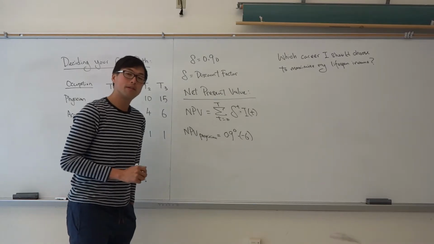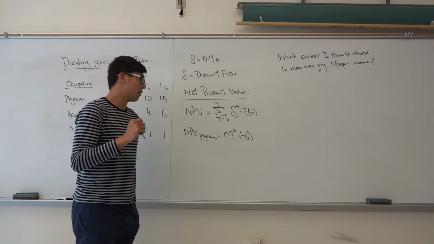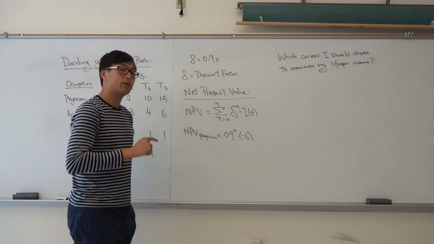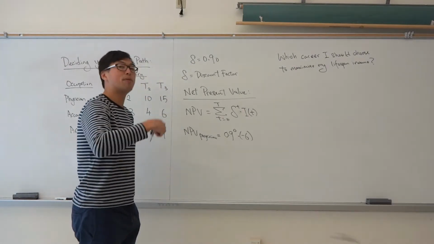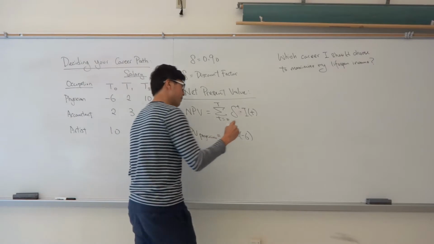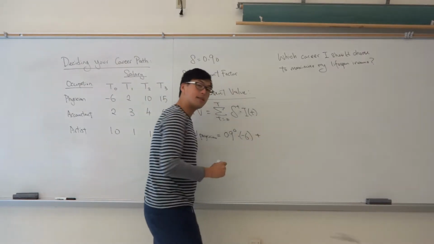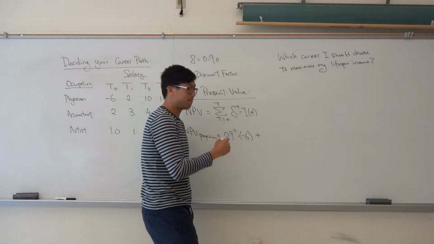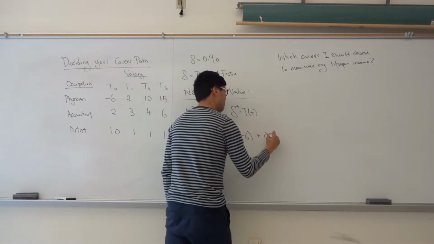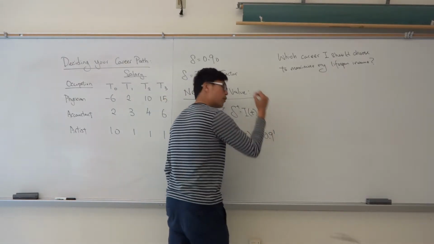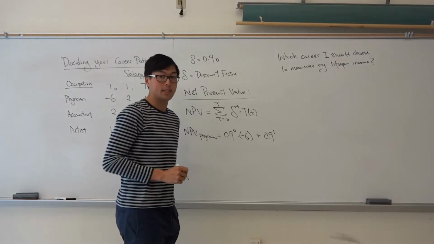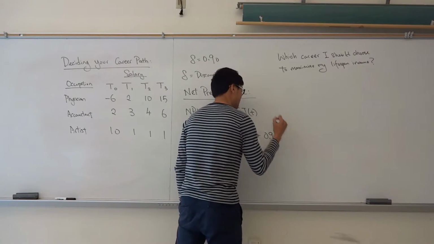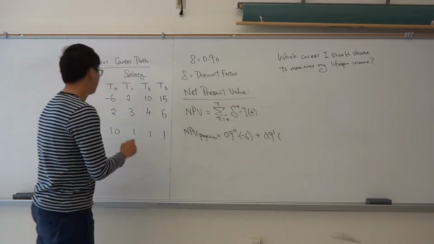Well, that is only the values of income in the first time period. Now I'm going to add the next period income. Again, the next period income is going to be discounted by 0.9. So I have again 0.9 to the first power, because it's in period 1 now, times the income in the first period, which is 2.